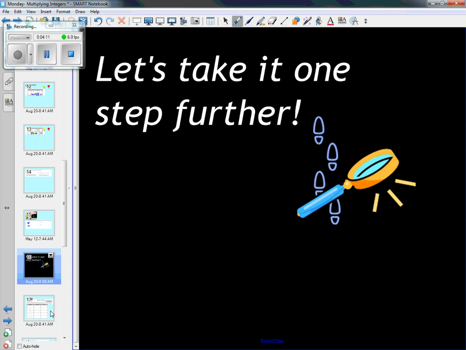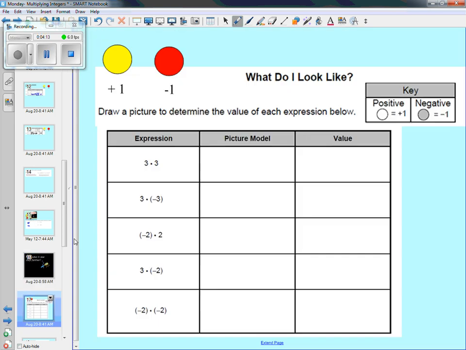Okay, going one step further, let's look at these expressions. We're going to draw the picture model and then give the value. I'm going to do the second and third one with you. The first one is 3 times 3. So you need to draw your 3 groups of 3 and tell me what 3 times 3 is.